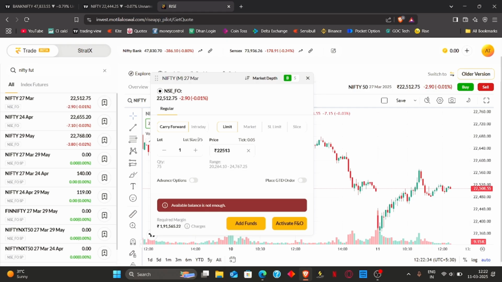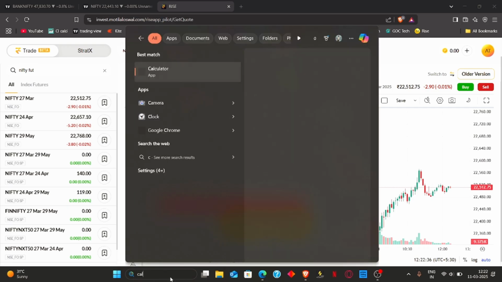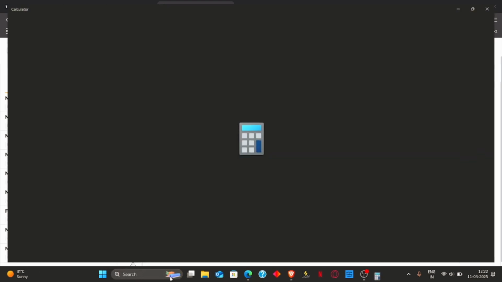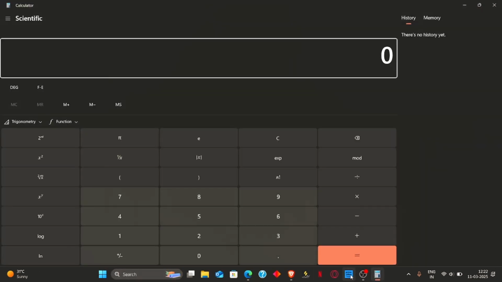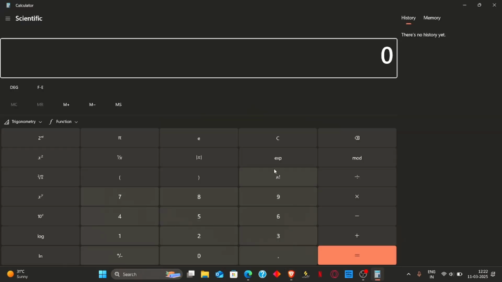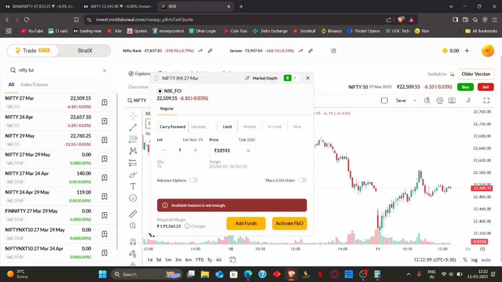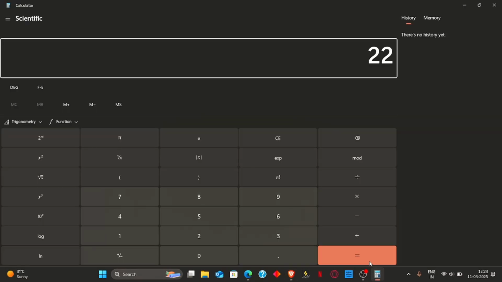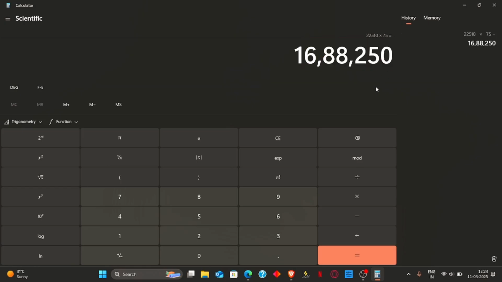So if you just open the calculator and look at the actual price of the futures contract, it is 22,512. And the lot size is 75. So if we just calculate it, taking 22,510 only, and we multiply it with 75, its value is going to come to around 16 lakhs, right?